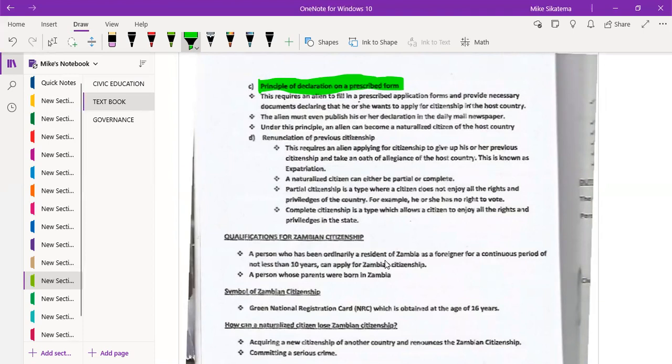So there is also renunciation of previous citizenship. If you are not comfortable with the norms of your country or the constitution of your host country, you can actually renounce your previous citizenship and join another citizenship after declaration. So this requires an alien applying for citizenship to give up his or her previous citizenship and take on an oath of allegiance of the host country. This is known as expatriation.